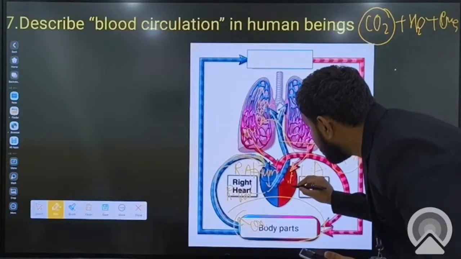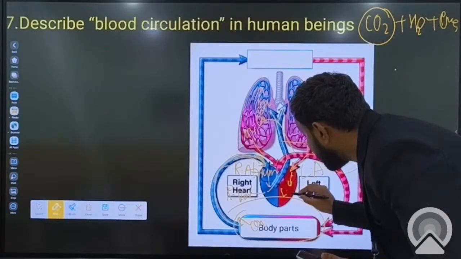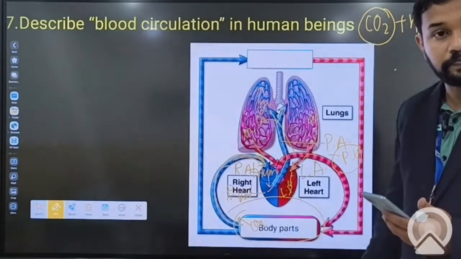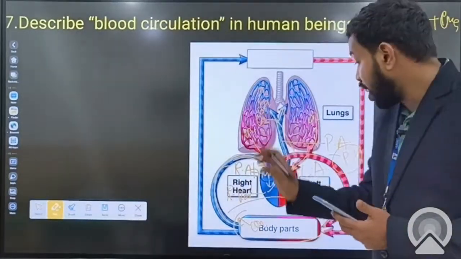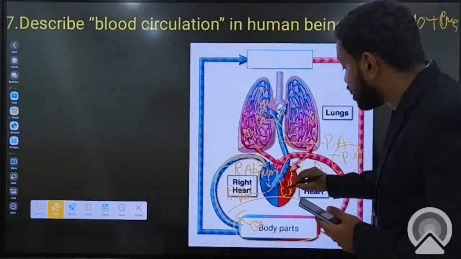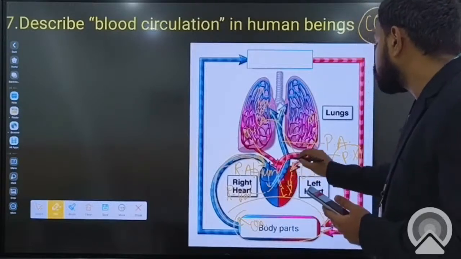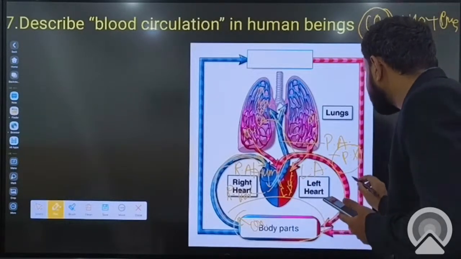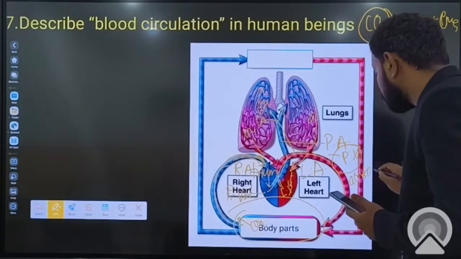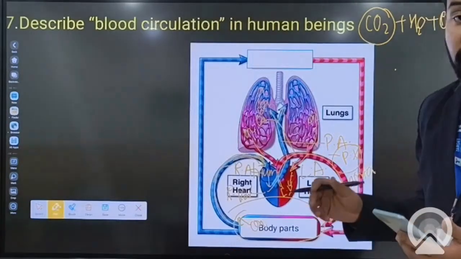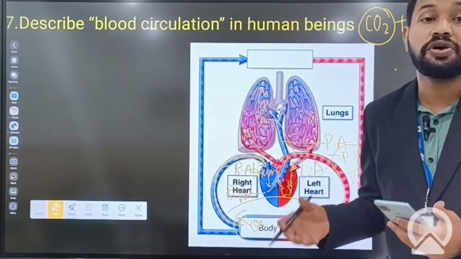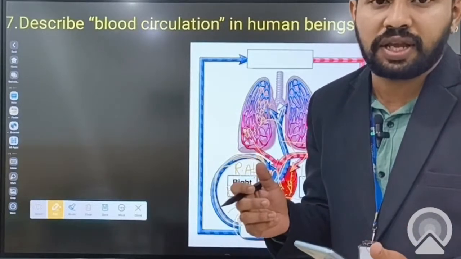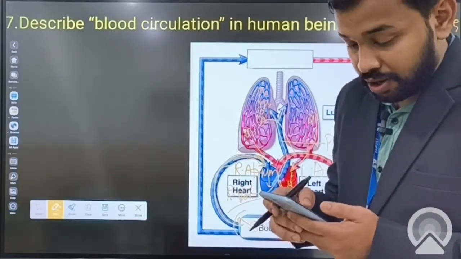From the left atrium, it reaches the left ventricle. The oxygenated blood is reaching the left ventricle. From the left ventricle, through the aorta, it reaches various body parts and supplies oxygen to various body organs. Is it clear?